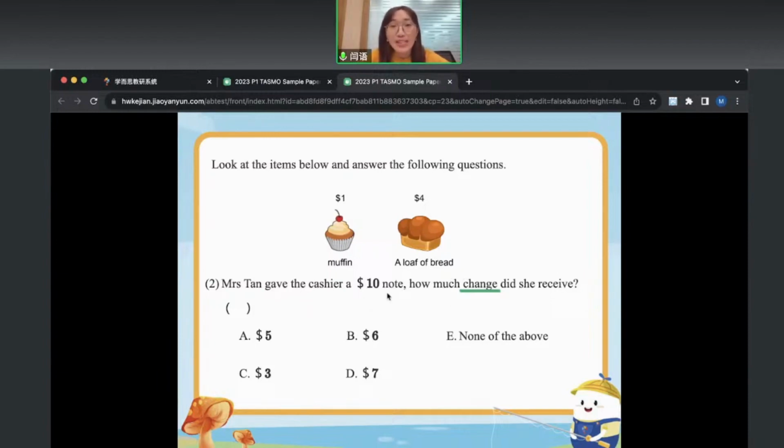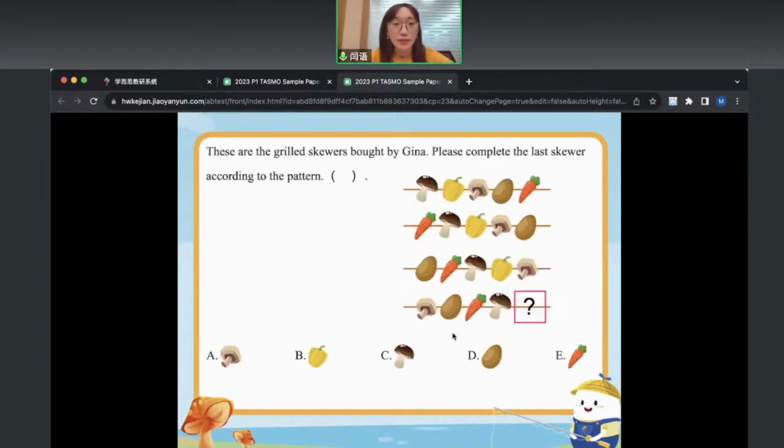So here, do remember that in question 1, we already know that she needs to pay $7, but now she gave the cashier a $10 note. So what is the change? The bigger number minus the smaller number. 10 minus 7 equals 3. Okay. So this is the second one. Also, it is not that hard, but do remember to read the question carefully. Underline the keywords. Okay, now let's move on to the third one.